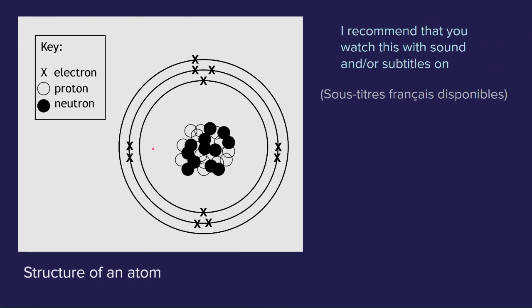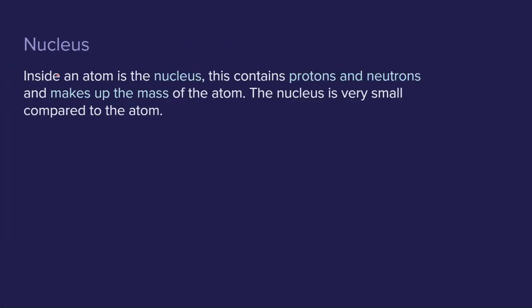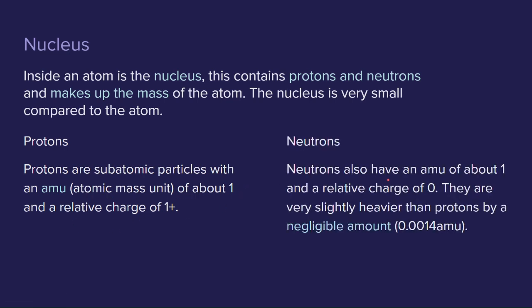So we've got the structure of an atom here, we've got protons and neutrons in the nucleus and electrons in the shells. So inside an atom is the nucleus, which is very small compared to the atom, and it makes up most of the mass of the atom. A tiny amount of the mass is made up of the electrons. So protons are subatomic particles with an AMU, atomic mass unit, of about 1, and a relative charge of 1 plus. Neutrons also have an AMU of about 1 and a relative charge of 0. They're very slightly heavier than protons by a tiny amount, which you don't need to know.